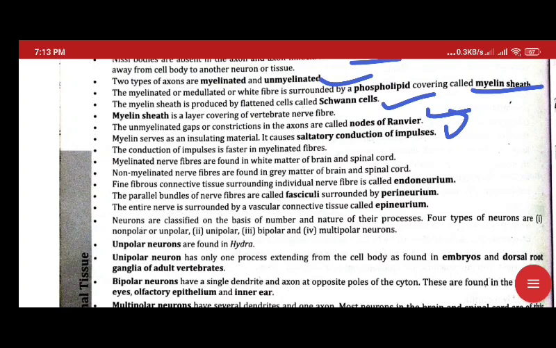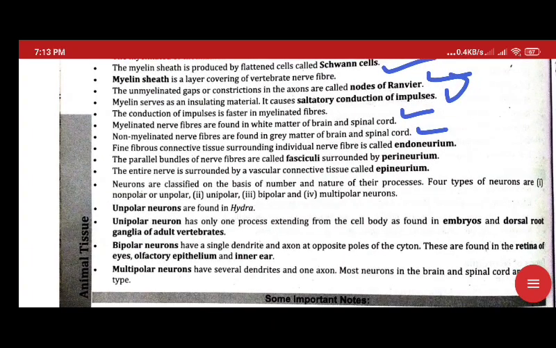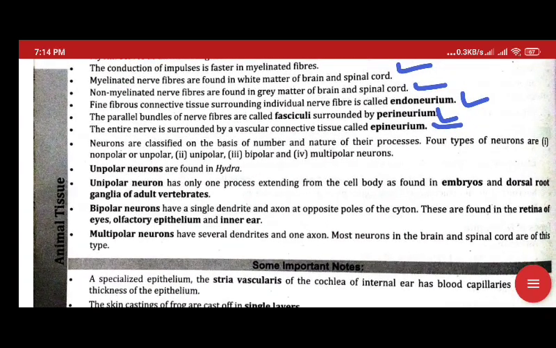Myelinated nerve fibers are found in both brain and spinal cord. Non-myelinated fibers are found in gray matter, and white matter is myelinated. We have fine fibrous connective tissue, that is endoneurium. Perineurium is the parallel fasciculi of the nerve fibers. Epineurium is the surrounding outer layer sheath.